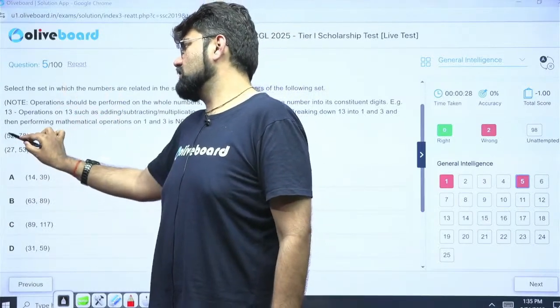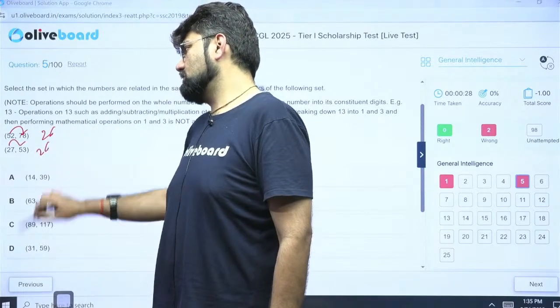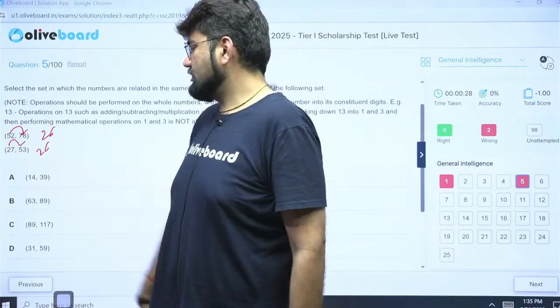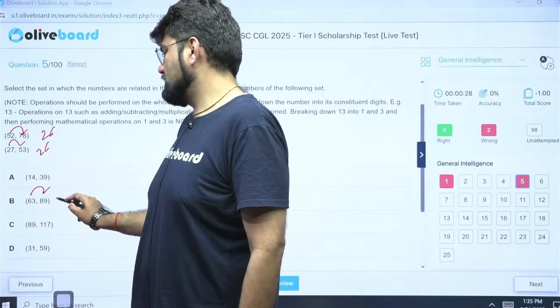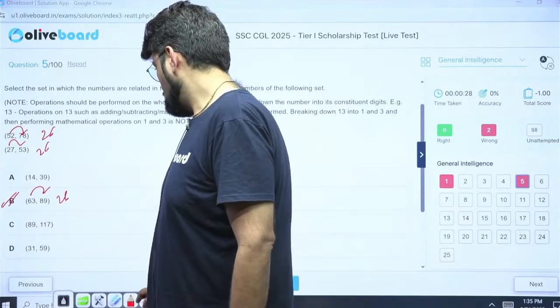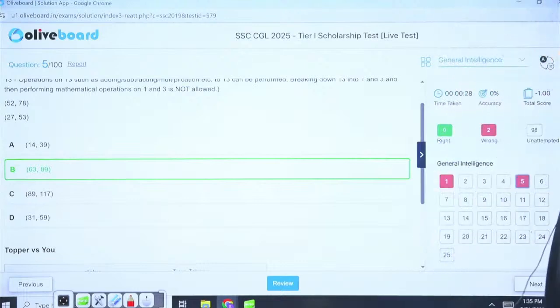So the first thing which you check is the difference. Simple. When you check the difference, you get 26 here and you get 26 here also. That puts everything at ease. Now let's see where there is a difference of 26. You can see 63 plus 26 is 89. So option B becomes my correct answer here. These questions where they could have made it difficult, they have actually let it off very easily.